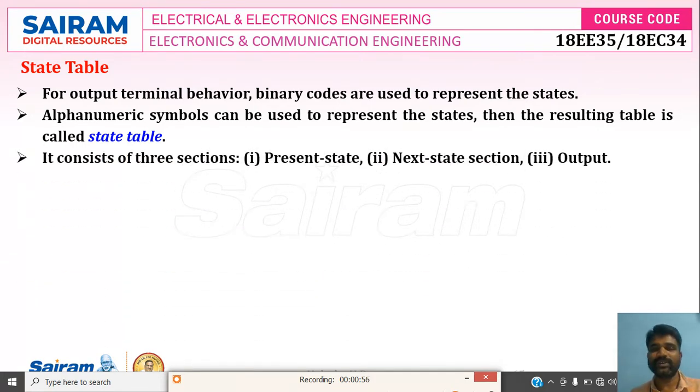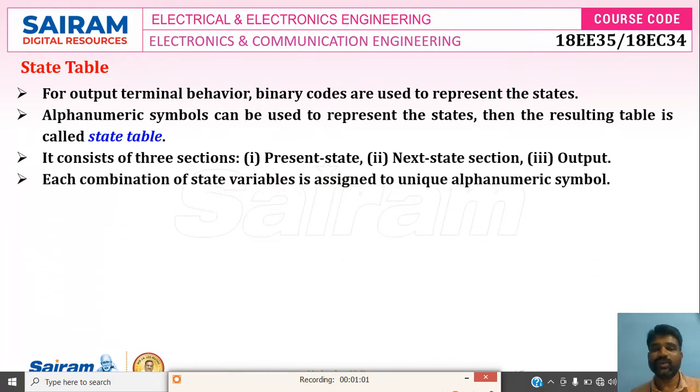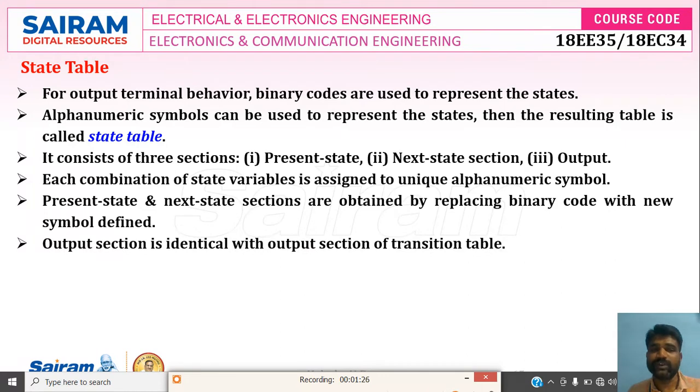Again, it consists of a present state section, next state section, and output section. Each combination of state variables is assigned a unique alphanumeric symbol. That means if there are 4 states, we need to assign 4 unique alphanumeric symbols. The present state and next state sections are obtained by replacing the binary codes with the newly assigned alphanumeric codes. And the output section is the same. The output section is identical with the output section of the transition table.